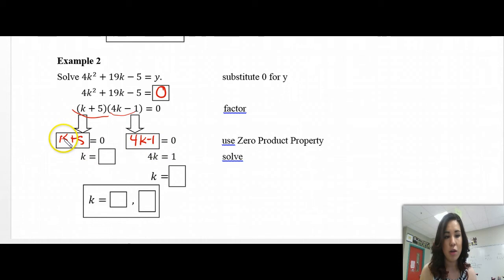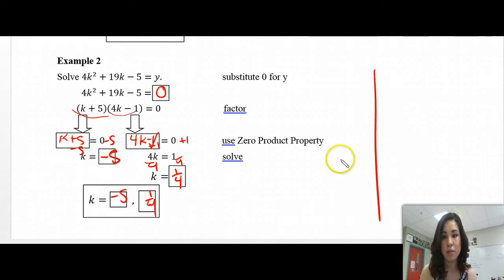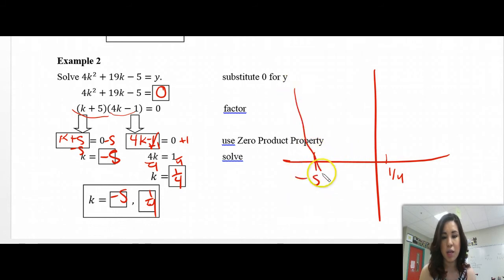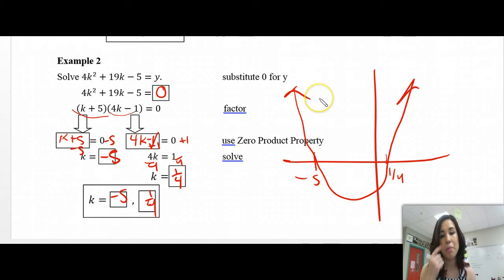If I solve here, I subtract 5, and I get k is -5. Over here, I add 1 and then divide by 4, so k is positive 1/4. So k is -5 and k is 1/4. Those are my roots. What would this look like on my graph? It's crossing somewhere over here at 1/4, and somewhere over here at -5, and that's how my parabola would look.